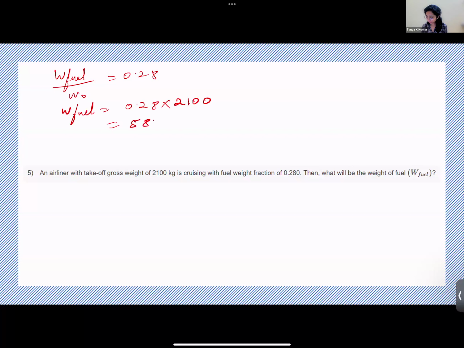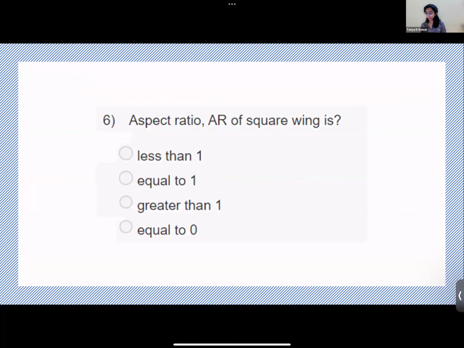So the solutions are given to you. It is 588 kgs. So it's there in the solutions, direct formula. The aspect ratio of a square wing is, what is the formula for aspect ratio? What's the formula for aspect ratio? B square by S. Very good. So B square by S.